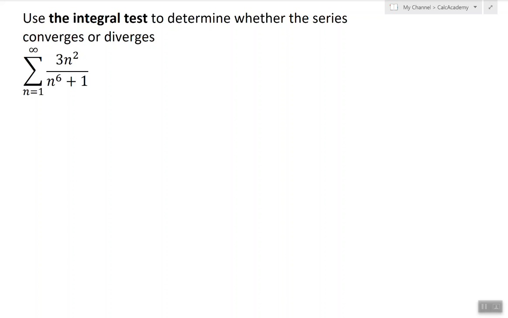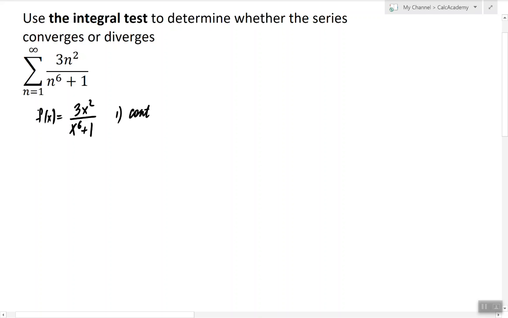In this video, I will show how to use the integral test to determine whether the given series is convergent or divergent. So before we use the integral test, we have to make sure that the corresponding function, in this case 3x squared over x to the 6 plus 1, is continuous.